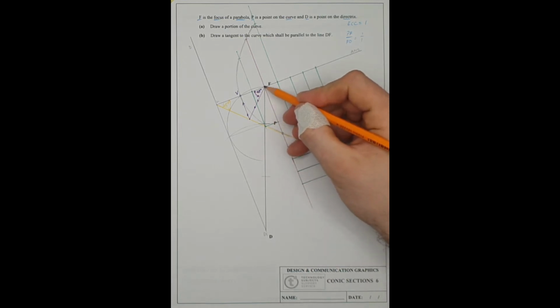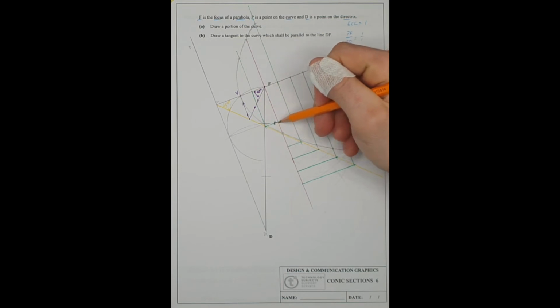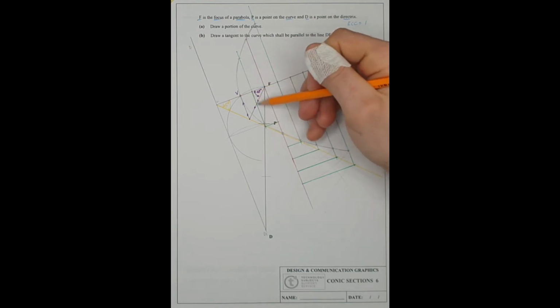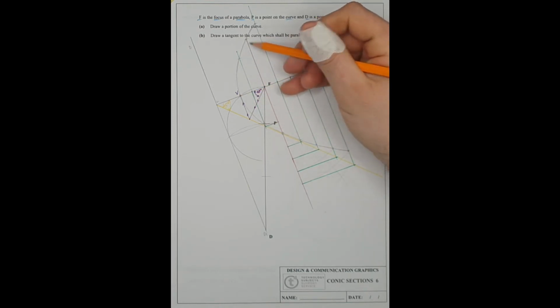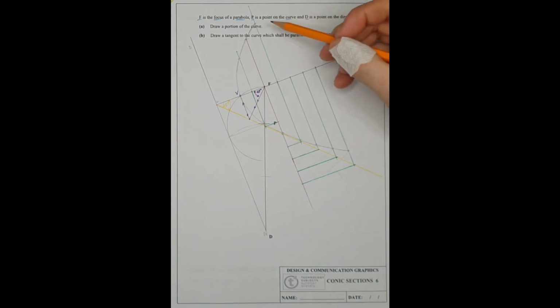Point P just happened to line up perfectly with this point I matched up with here, so I came up onto the line of eccentricity, across and swung it down, landed on point P there, and then I just mirrored a few points across. So I mirrored this point across, I mirrored the end of my latus rectum across, and one extra. Last part, draw a tangent to the curve which shall be parallel to the line DF.